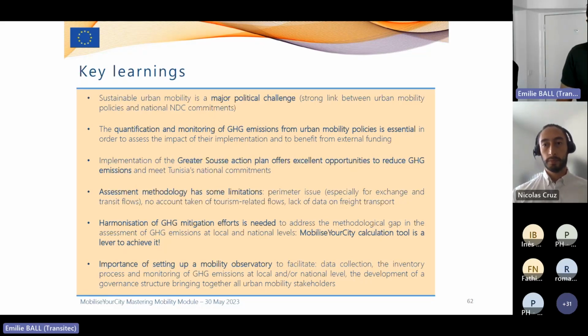And as we had in Sousse a household survey and some data on fleet, when building the assessment of the business as usual scenario and the GHG emission assessment of the SUMP scenario, we tried to make the link between those two approaches. And it's clearly not easy. And now we just want to confirm some assumptions we made for Sousse. And that's why the Mobility Observatory would be very helpful for that.